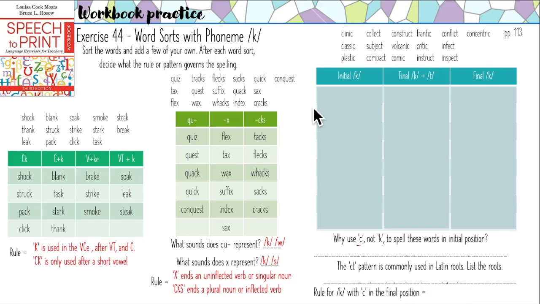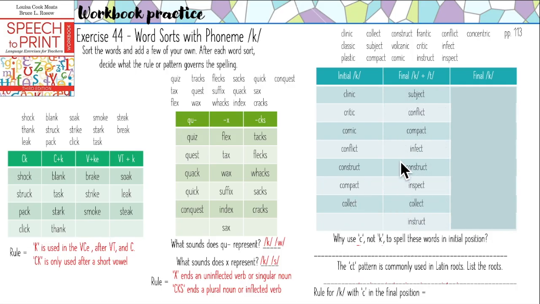All right, let's look at initial K sounds, final K sounds plus a T sound, and then final K sounds by itself. So if we divided that up, which words have that initial K sound? So that K is the very beginning of the word. And you're going to look at clinic, critic, comic, conflict, construct, compact, collect. Do you see anything about those K sounds at the beginning with a C? Remember, we're just focused on the K at the beginning.